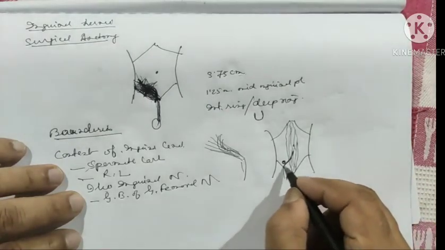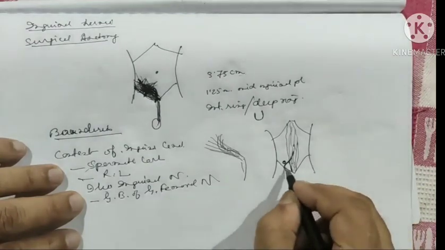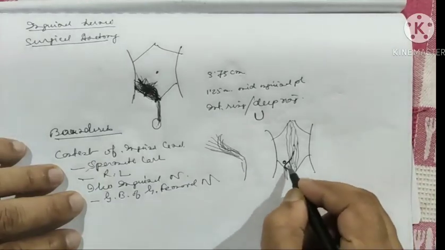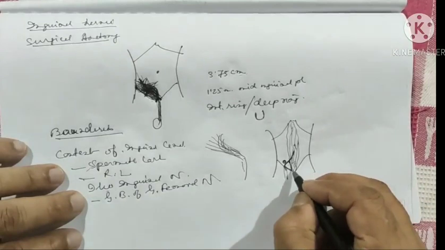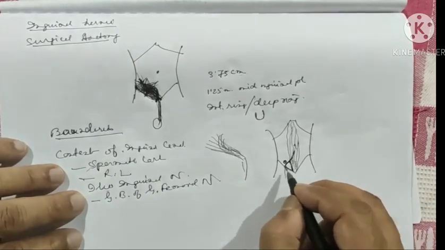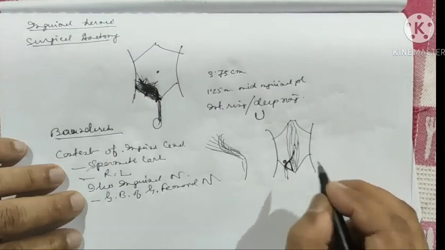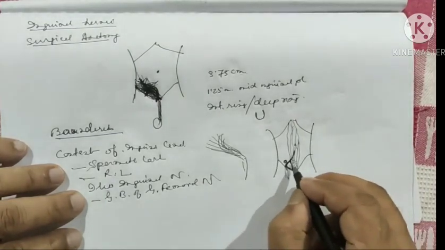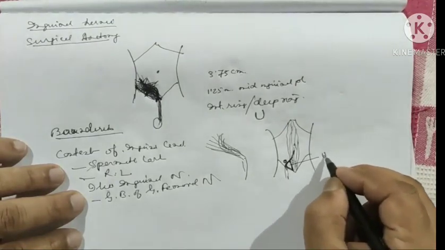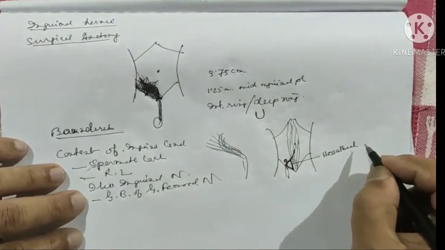And see this inferior epigastric artery, this lateral border of the rectus abdominis, and this inguinal ligament form a triangle. That means the lateral border of the rectus abdominis muscle, the inferior epigastric artery, and the inguinal ligament form this triangle. This triangle is known as Hesselbach's triangle.